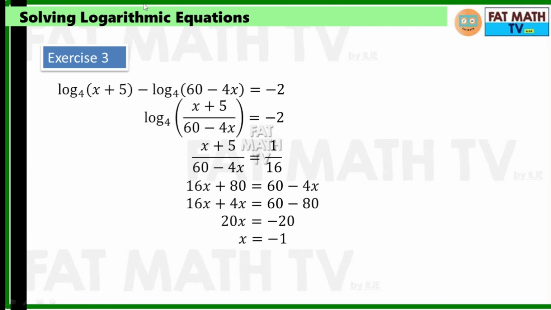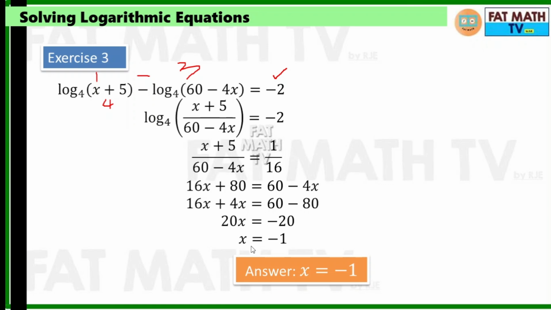If x is negative 1, you will have here negative 1 plus 5 is 4. So logarithm of 4 to the base 4 is 1 minus 4 times negative 1 is negative 4. 60 minus negative 4 is 64. Logarithm of 64 to the base 4 is 3, and 1 minus 3 is indeed negative 2. So we have x equals negative 1.